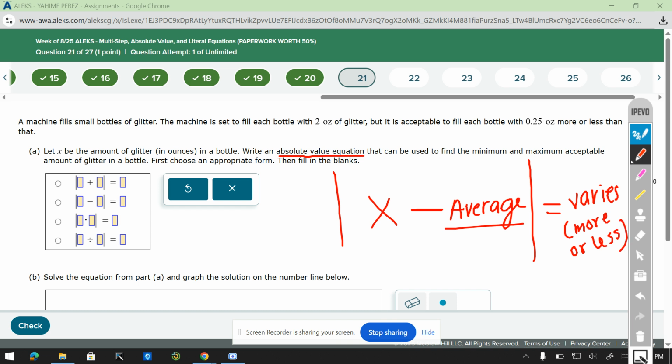So a machine fills small bottles of glitter. The machine is set to fill each bottle with 2 ounces of glitter, but it is acceptable to fill each bottle with 0.25 more or less, okay? So I'm ready to write my equation. The average number is 2, and more or less, the number that the 2 can vary by would be 0.25. So that's our first step.